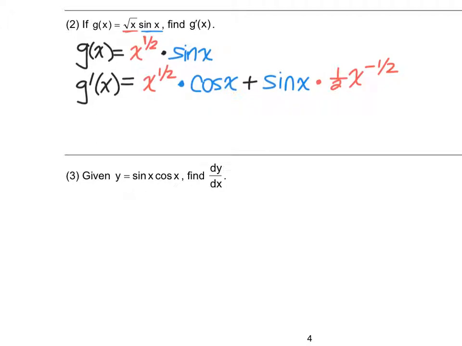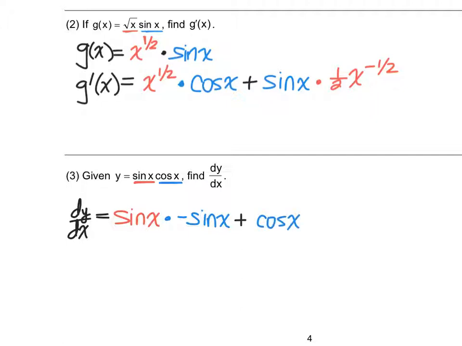So number 3 is one of those problems where you could use the product rule. I've got a first function and a second function being multiplied. So I could go dy dx, just different notation for the derivative: first function, the way it was originally, times the derivative of the second. What's the derivative of cosine? Negative sine of x. Plus the second function, so cosine of x, times the derivative of the first function, which is what? Cosine of x. All right.